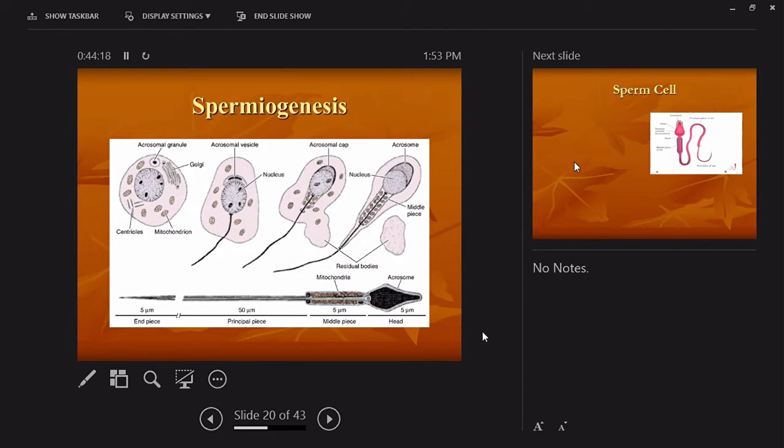You have your middle piece where you have your mitochondria. You have your principal piece, and then you have your end piece. 5 microns, 5 microns, 50 microns, and 5 microns end piece. Please take note of this.